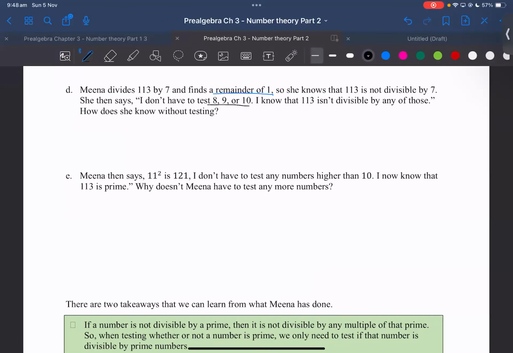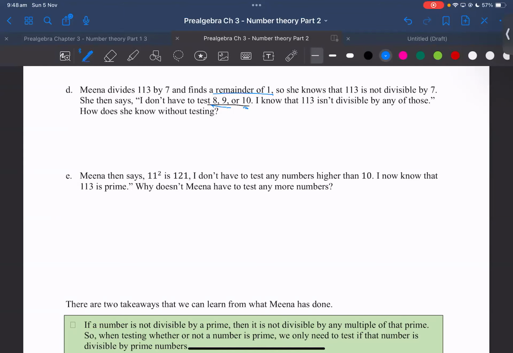9 is a multiple of 3, and we already tested 3. Does that make sense? And same with 10. 10 is a multiple of both 2 and 5 that we already tested. So that means 8, 9, and 10 we don't need to test, because they're multiples of numbers we already tested before. Therefore, they're already not divisible.